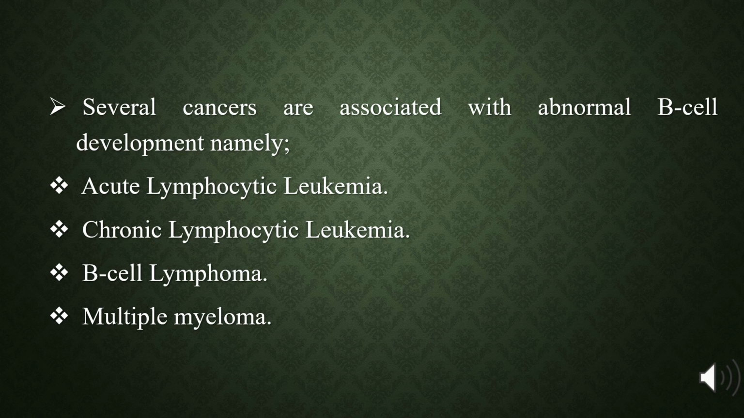Several cancers are also associated with abnormal B cell development, namely acute lymphocytic leukemia, chronic lymphocytic leukemia, B cell lymphoma, and multiple myeloma.